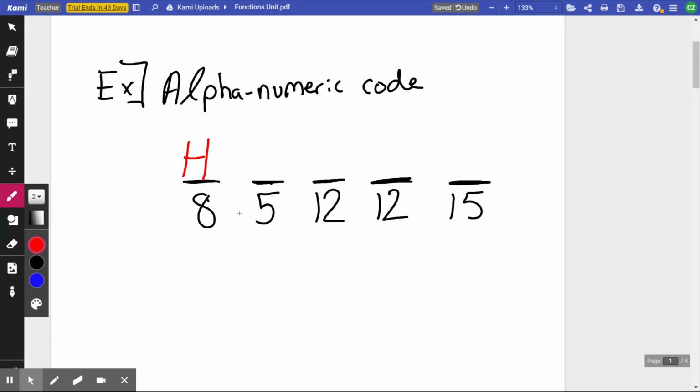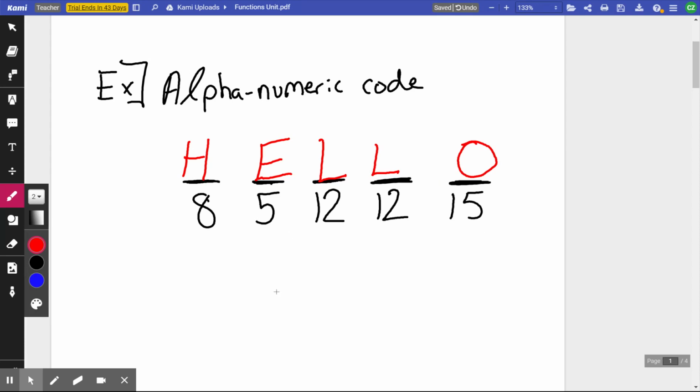Going to our next input, our input is 5, so the 5th letter of the alphabet is A, B, C, D, E. Our next input is 12, so we go A, B, C, D, E, F, G, H, I, J, K, L. So when I input the number 12, I get back the letter L. And our next one, we don't have to say the whole alphabet again because we already had an input of 12, and we know that we should get back the letter L. So there's another L. And my last input is 15, and the 15th letter of the alphabet is O. So when we have this alphanumeric code of 8, 5, 12, 12, and 15, the output gives us the word hello.